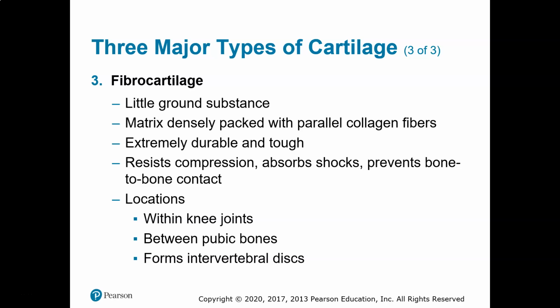Fibrocartilage has very little ground substance. It's mostly packed with collagen fibers, so it's extremely durable and tough. It's good at absorbing shocks. It's located within knee joints in structures called the meniscus or menisci, and between the pubic bones, the pubic symphysis, which can actually stretch whenever a woman is going into labor, and the intervertebral disc, which are the discs between the vertebrae.